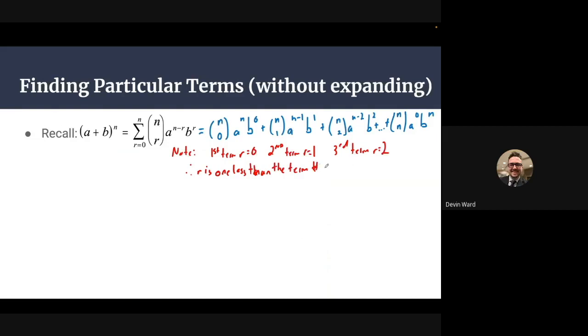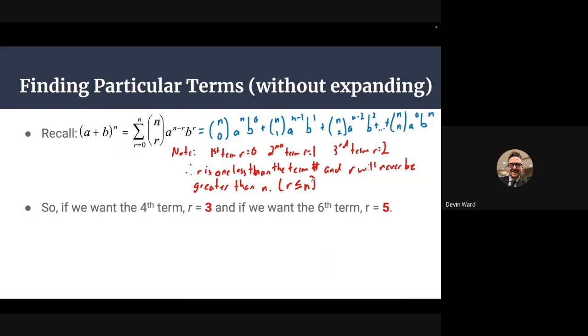And also r only goes up to n, it never goes beyond n. In other words, r is always less than or equal to n. So say if we wanted the fourth term, r would be equal to 3. And if we want the sixth term, r would be equal to 5. So it's 1 less than whatever term number we're trying to find.